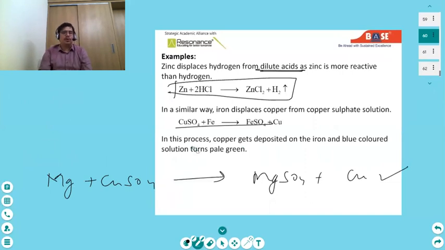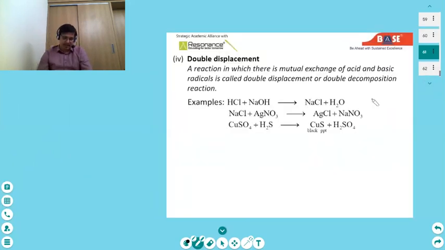This is all about your displacement reaction, or substitution reaction, or single displacement reaction. Let's move to another set of reactions. This is known as double displacement reaction. So the name itself suggests double displacement. Previously, one element was replacing another element.